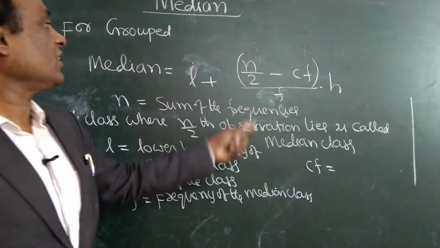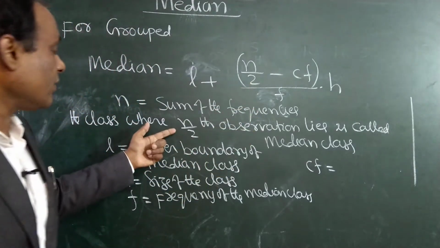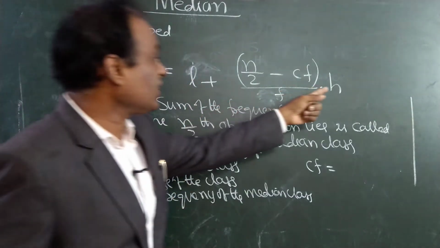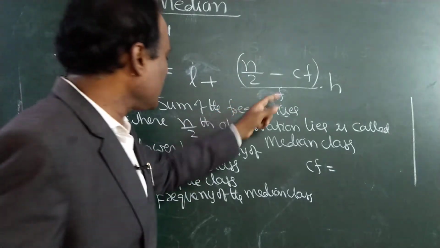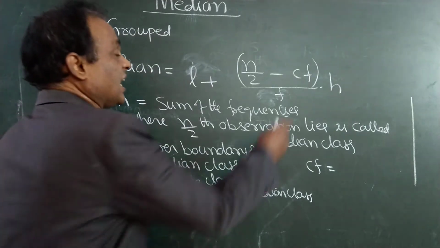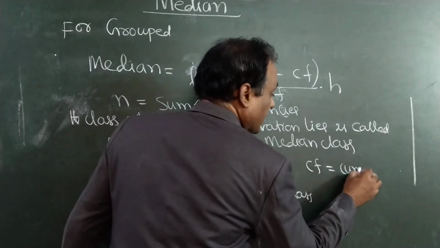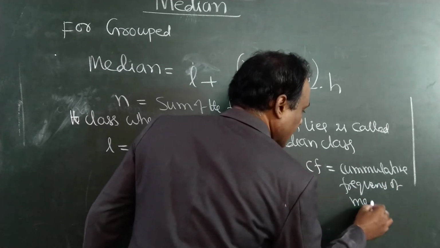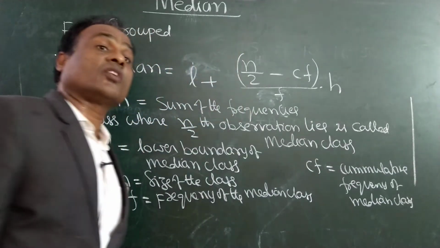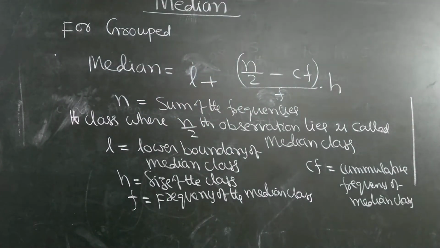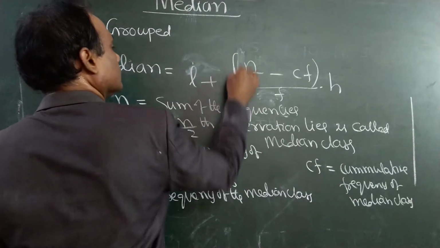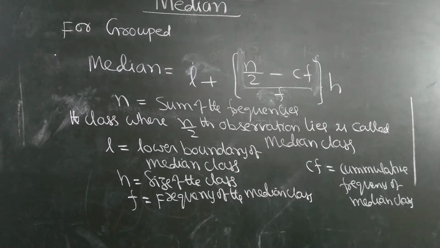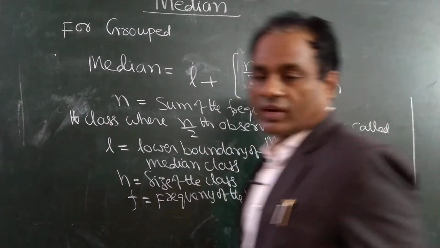n is the sum of the frequencies, and then find n by 2. Where n by 2 lies, it is called the median class. L is the lower boundary of the median class. h is the size of the class, which we already studied in mode. f is the frequency of the median class. And cf, cumulative frequency. I will explain the meaning of this. Cumulative frequency of the median class. So write these symbols.